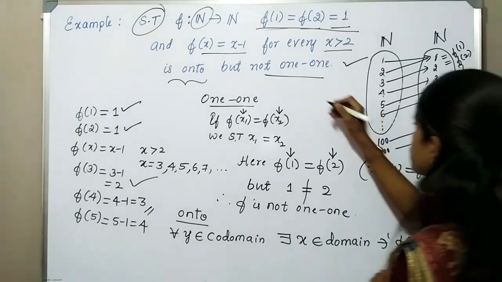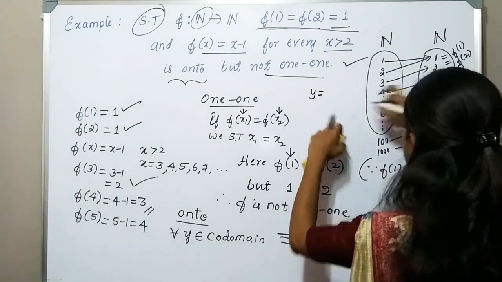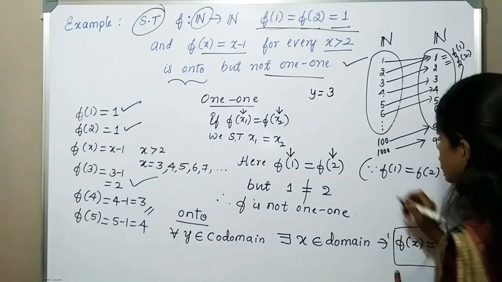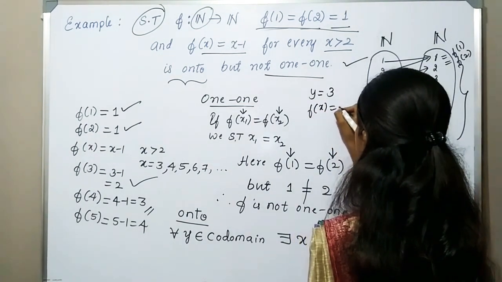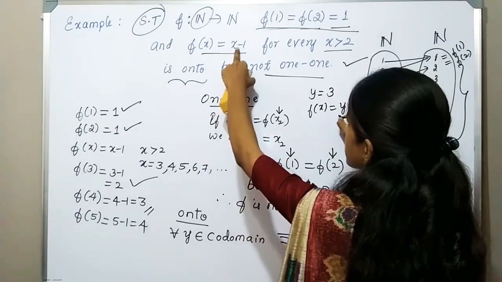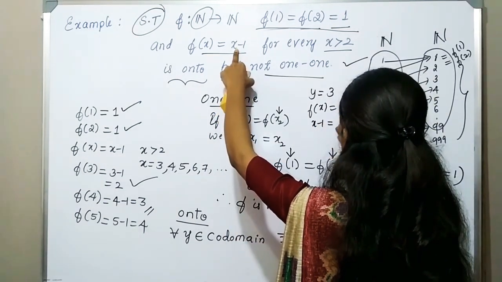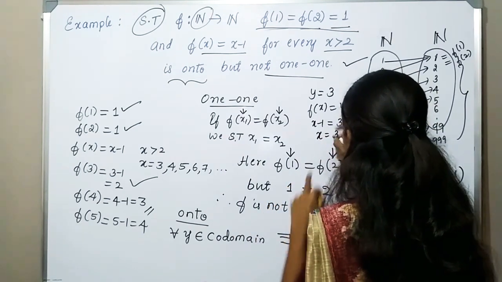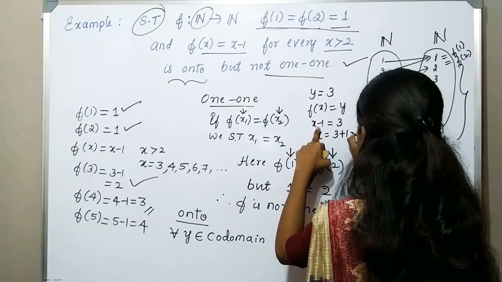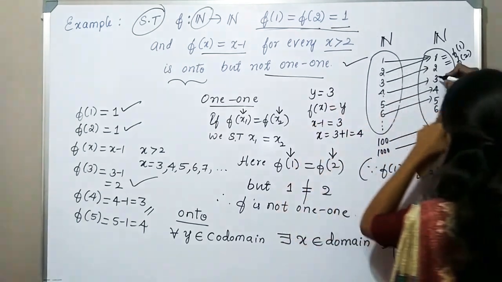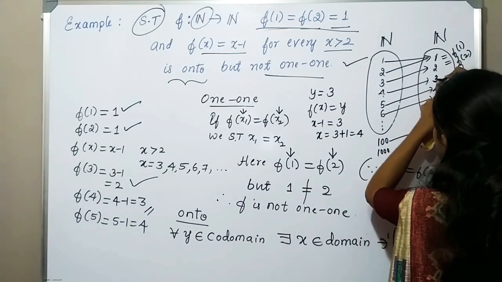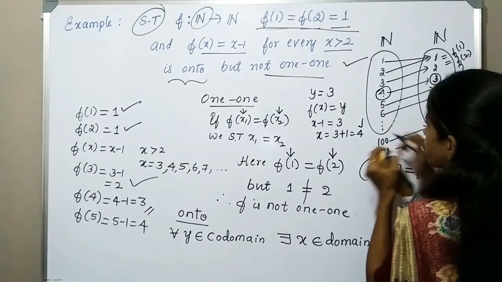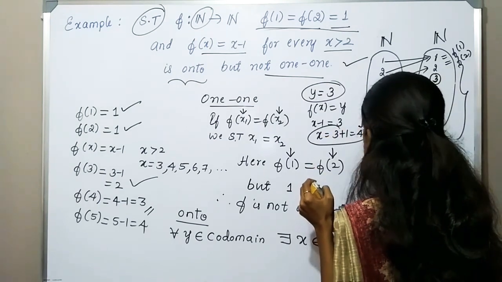If I take y equal to 3, what does f of x equal to y say? f of x is x minus 1, which is equal to y. y is 3. Then what is x? 3 minus 1, taking it to the right hand side, it becomes 4. So 3 has a preimage, namely 4.